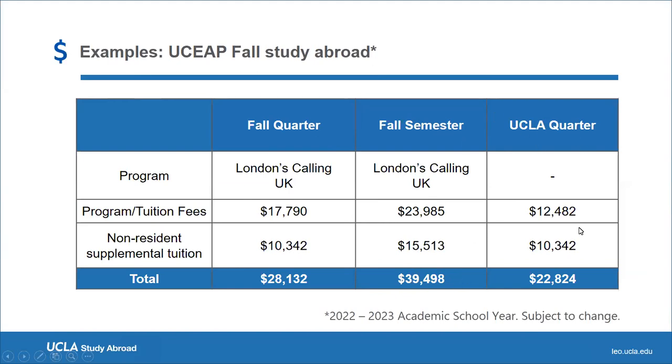If we compare this to the UCLA quarter, where we would be paying approximately 12,000 and adding the non-resident quarter tuition, which would be 10,000, that brings our total to 22. So you see that the fall quarter almost matches the UCLA quarter, versus the fall semester abroad, where we do see that increase.